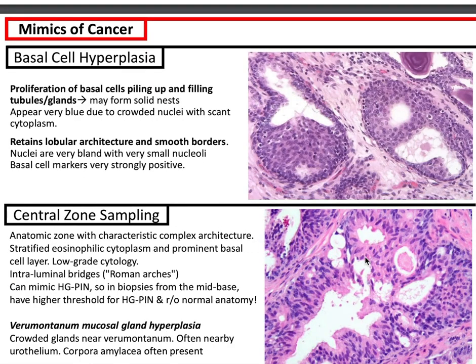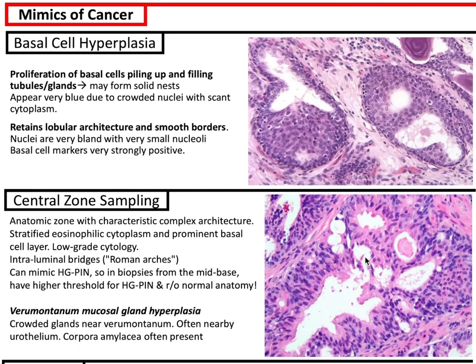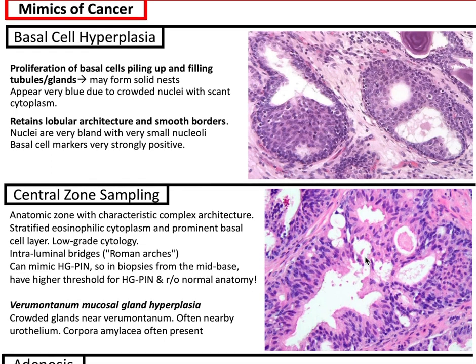Mimics of cancer include basal cell hyperplasia, where you'll have proliferation of basal cells piling up and filling tubules and glands. It may form solid nests and appears very blue due to the crowded nuclei with scant cytoplasm, and it retains lobular architecture and smooth borders.